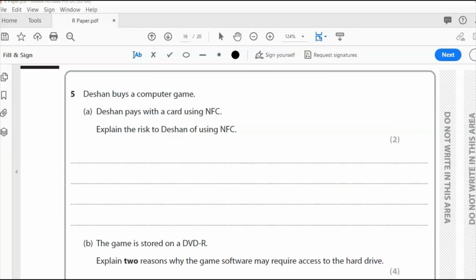5. Deschamps buys a computer game. Deschamps plays with a card using NFC. Explain the risk to Deschamps of using NFC.